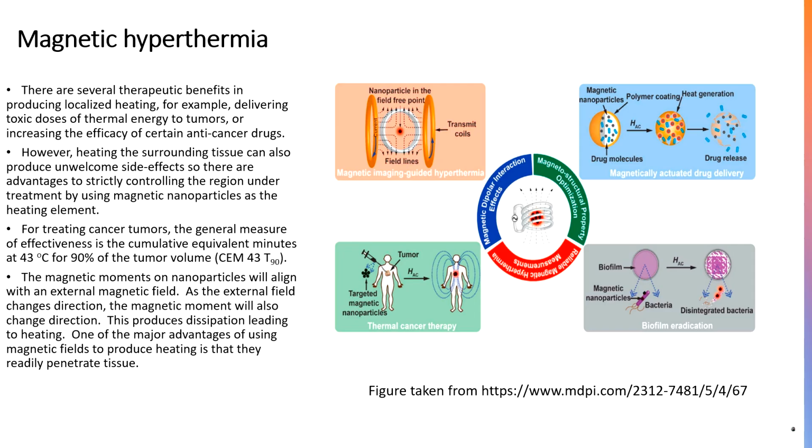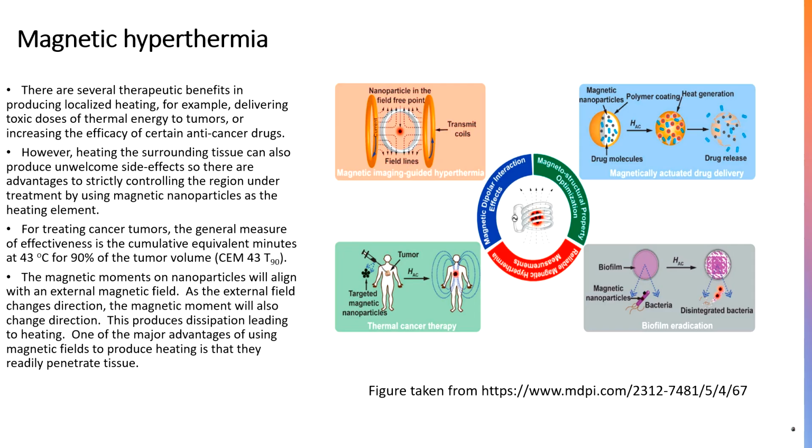The magnetic moment on the nanoparticle will align with the external magnetic field, and as the external field changes direction, the magnetic moment will also change direction, and this produces dissipation leading to heating. So if you apply two magnets from two different sides of the body where the tumor is, and then you change the directions, it will create energy dissipation, and high energy will be created, and that will create hyperthermia. One of the major advantages of using a magnetic field to produce heating is that it readily penetrates the tissues. That is the advantage of it.